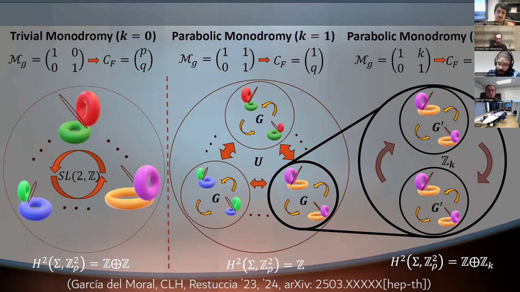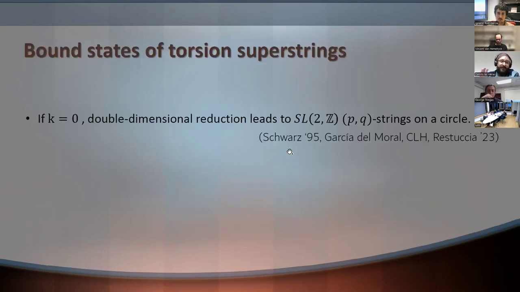So you have not only that Q is classifying the inequivalent bundles like here, but you also have that the values of P belong to the integers mod K, where K is the integer related to the monodromy where you are. And it can be checked that for K equal to 0, you reproduce the trivial monodromy case, and for K equal to 1, you reproduce the case with K equal to 1, okay?